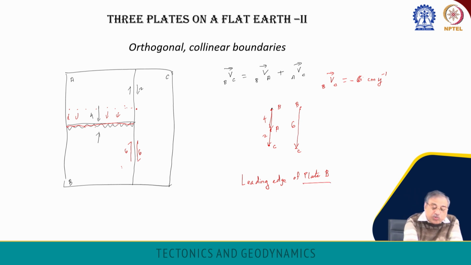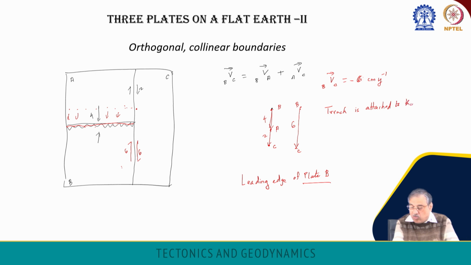In other words, the position of the trench, or the position of the convergence zone, will always be fixed by the position of the line of particles at the leading edge of plate B. Therefore, what we assume is that the relative velocity of a trench-like boundary, that is the boundary between plates A and B, is attached to the overriding plate. So the trench is attached to the overriding plate.